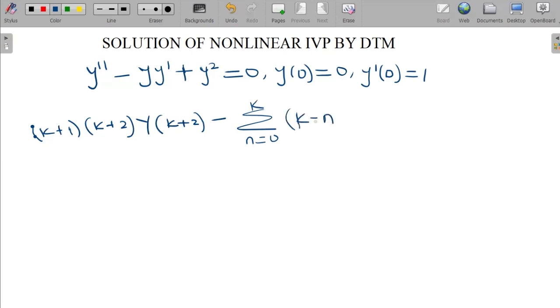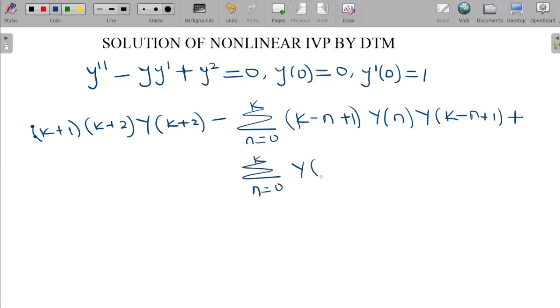of (k minus n plus 1) Y(n) Y(k minus n plus 1), then plus a second nonlinear term, which can also be transformed as a summation with n equal to 0 to k of Y(n) Y(k minus n).